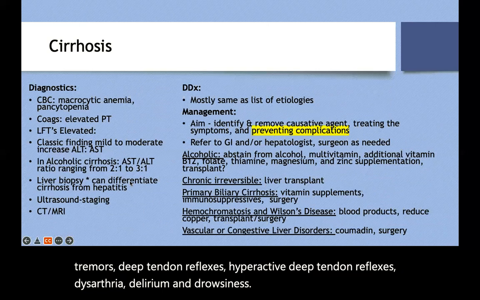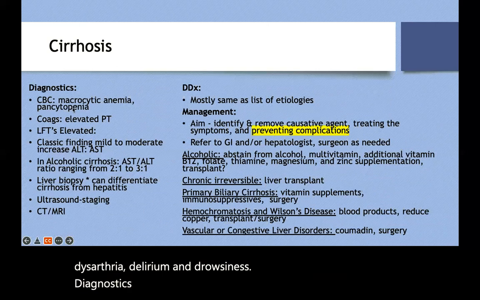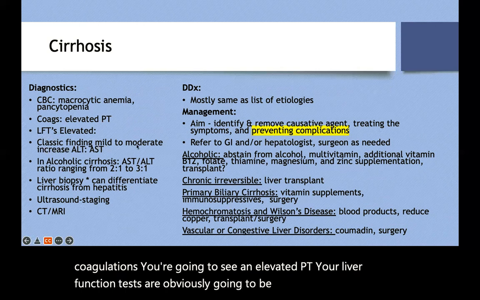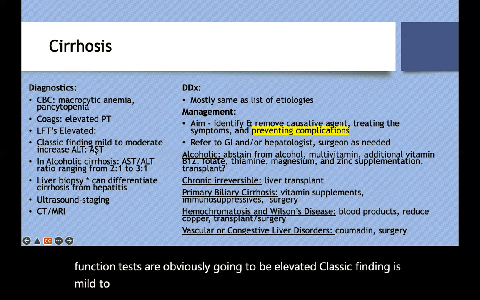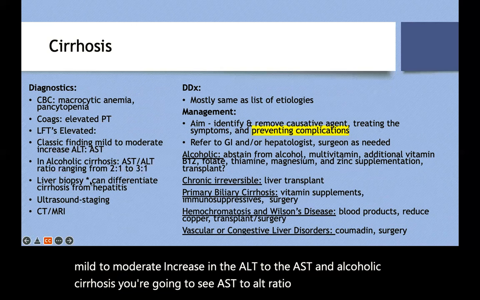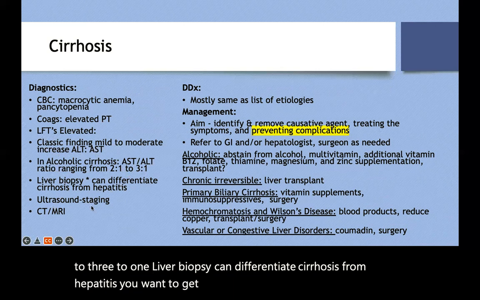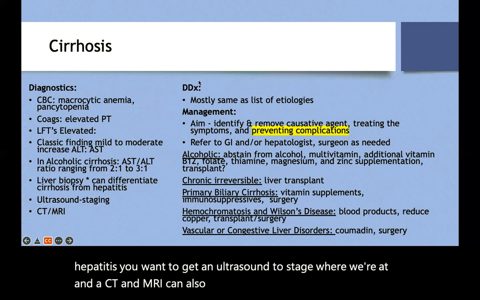Diagnostics include CBC, macrocytic anemia, and pancytopenia. Coagulation, you're going to see an elevated PT. Your liver function tests are obviously going to be elevated. Classic finding is a mild to moderate increase in the ALT to the AST. In alcoholic cirrhosis, you're going to see an AST to ALT ratio ranging from 2 to 1 to 3 to 1. Liver biopsy can differentiate cirrhosis from hepatitis. You want to get an ultrasound to stage where we're at, and a CT and MRI can also be helpful.